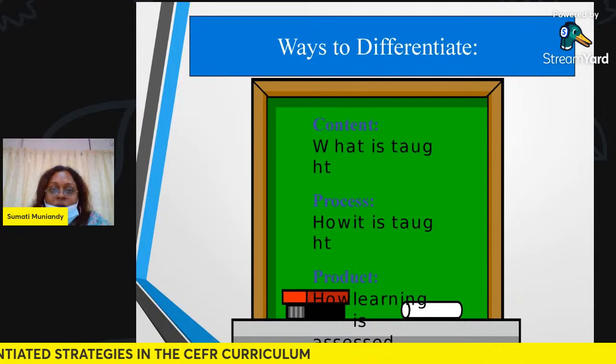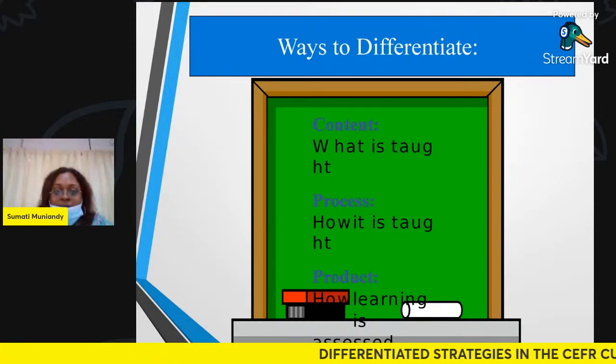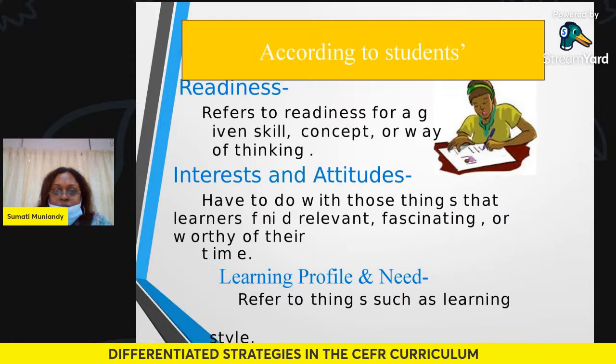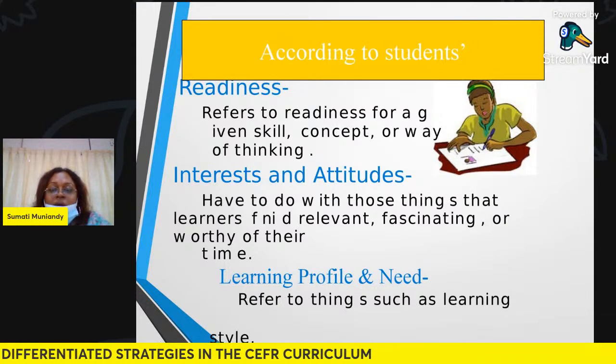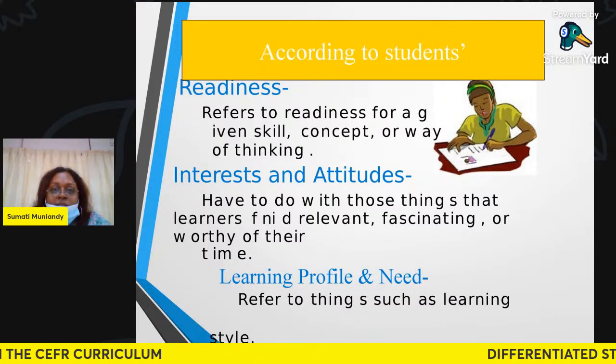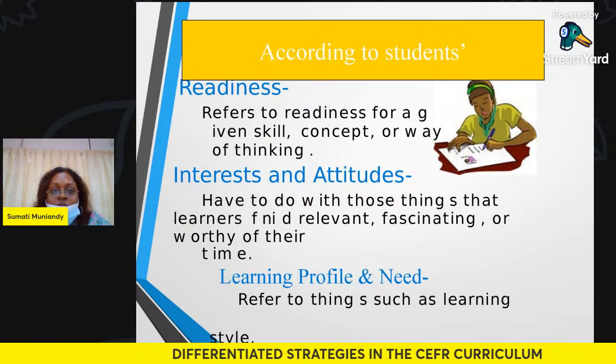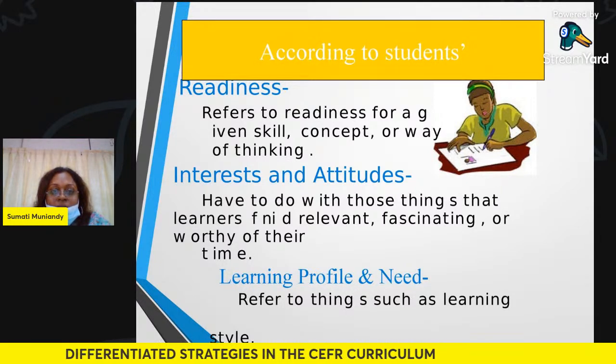What is taught, the content; how it is taught, the process; and how the learning outcome is, right? These are the key things. According to students' readiness, it refers to readiness for a given skill, concept, or way of thinking. Okay, interest, attitudes, right?